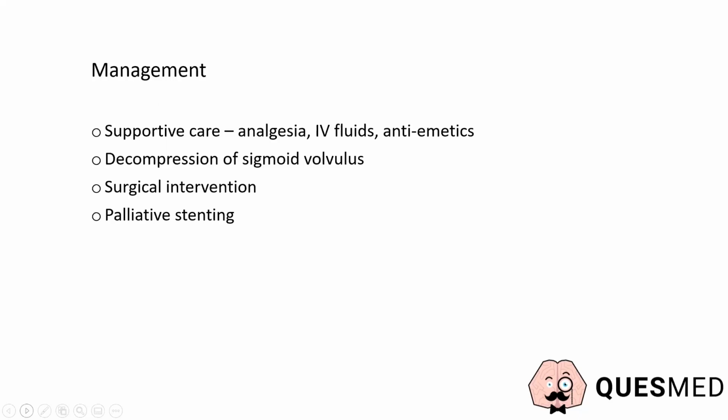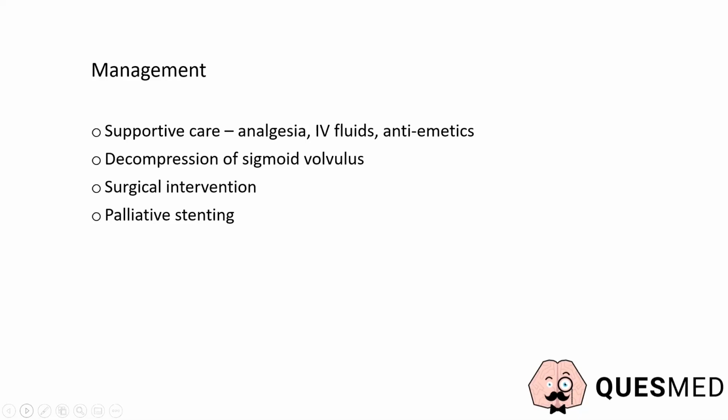So your supportive care for patients with large bowel obstruction would include analgesia, IV fluids, and antiemetics. For those who have a large bowel obstruction because of sigmoid volvulus, you can decompress the sigmoid volvulus using flexible sigmoidoscopy. For patients with other causes of large bowel obstruction, you'd want to consider a surgical intervention. For patients who are not fit enough for a surgical intervention, you can consider palliative stenting just to relieve that blockage.